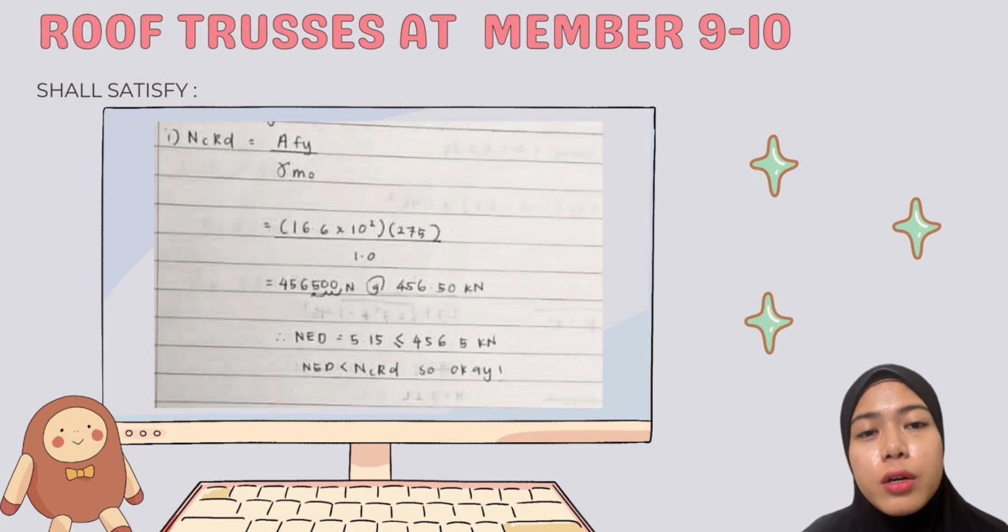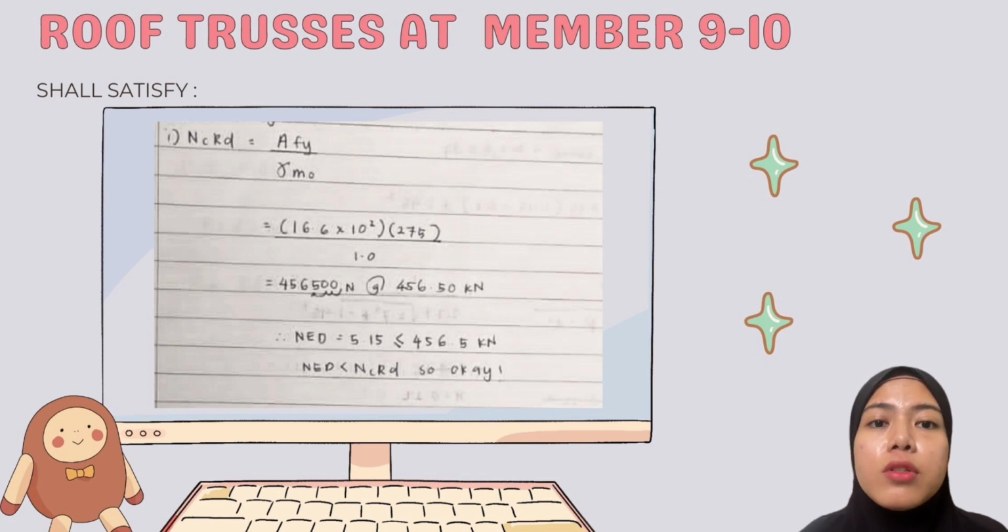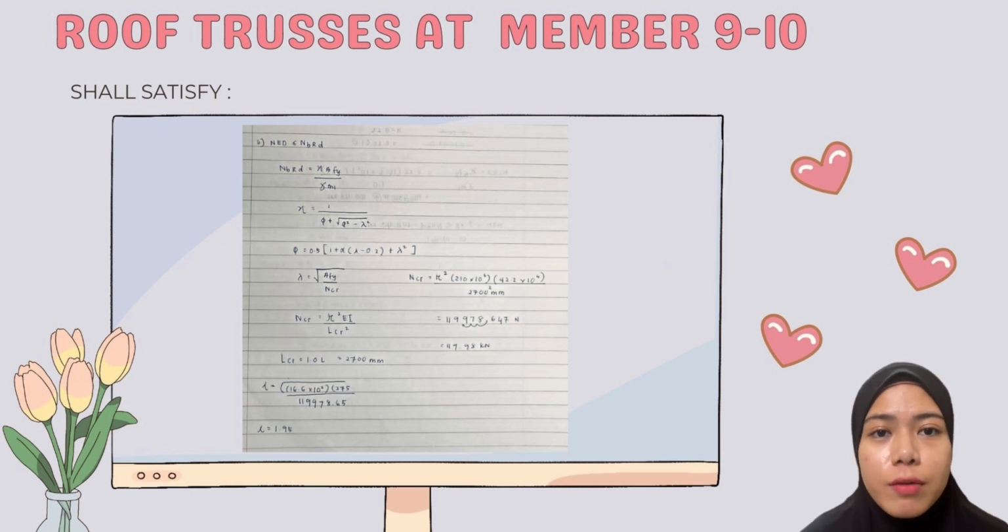First of all, we are going to determine NCRD, where the formula is A Fy per gamma M0. Always remember to change N to kN, which is divided by 1000. After the calculation, we get NCRD equals 456.50 kN. Therefore, NED equals 5.15, less than or equal to 456.50 kN, so it is okay.